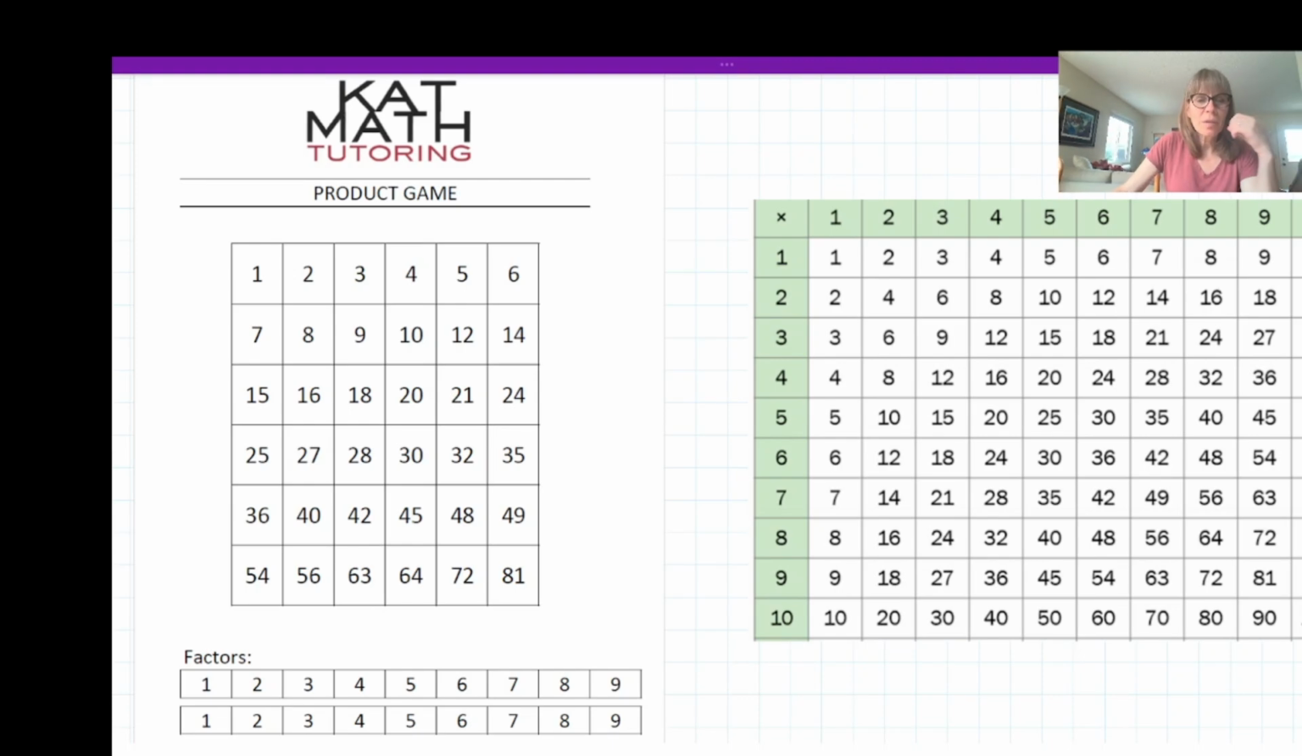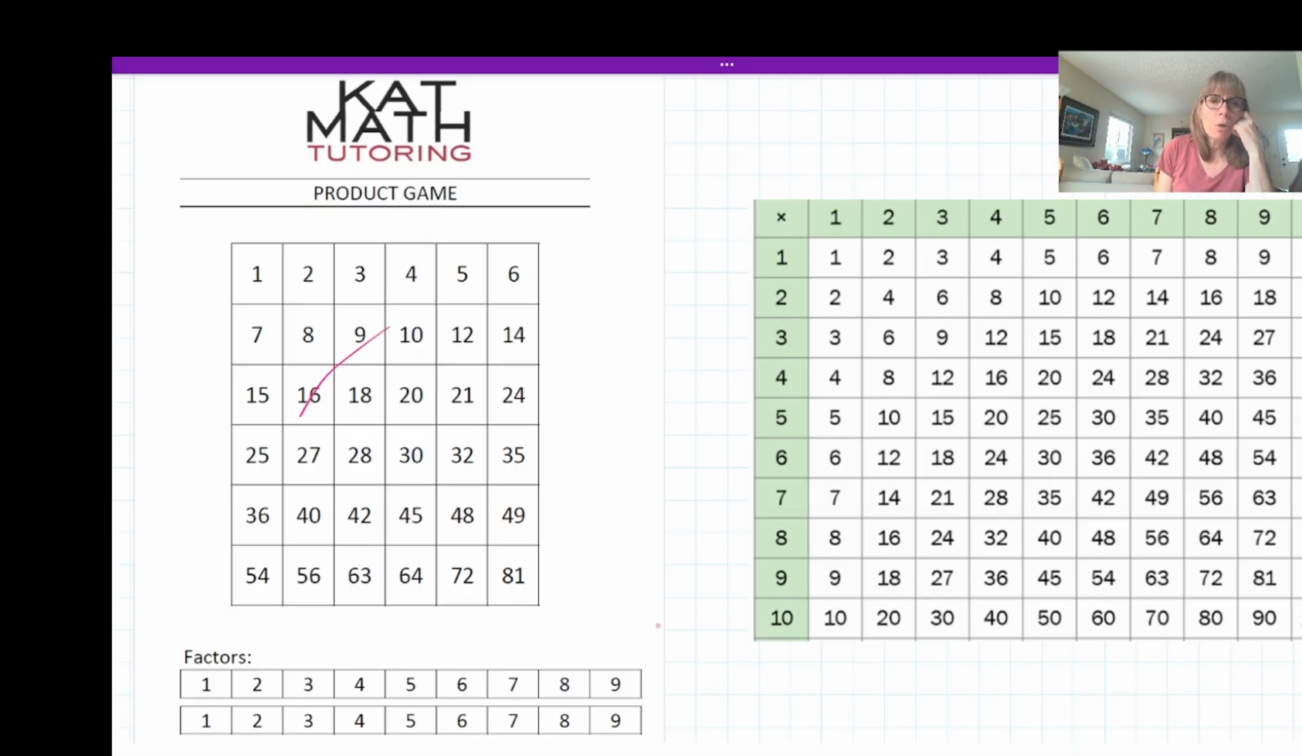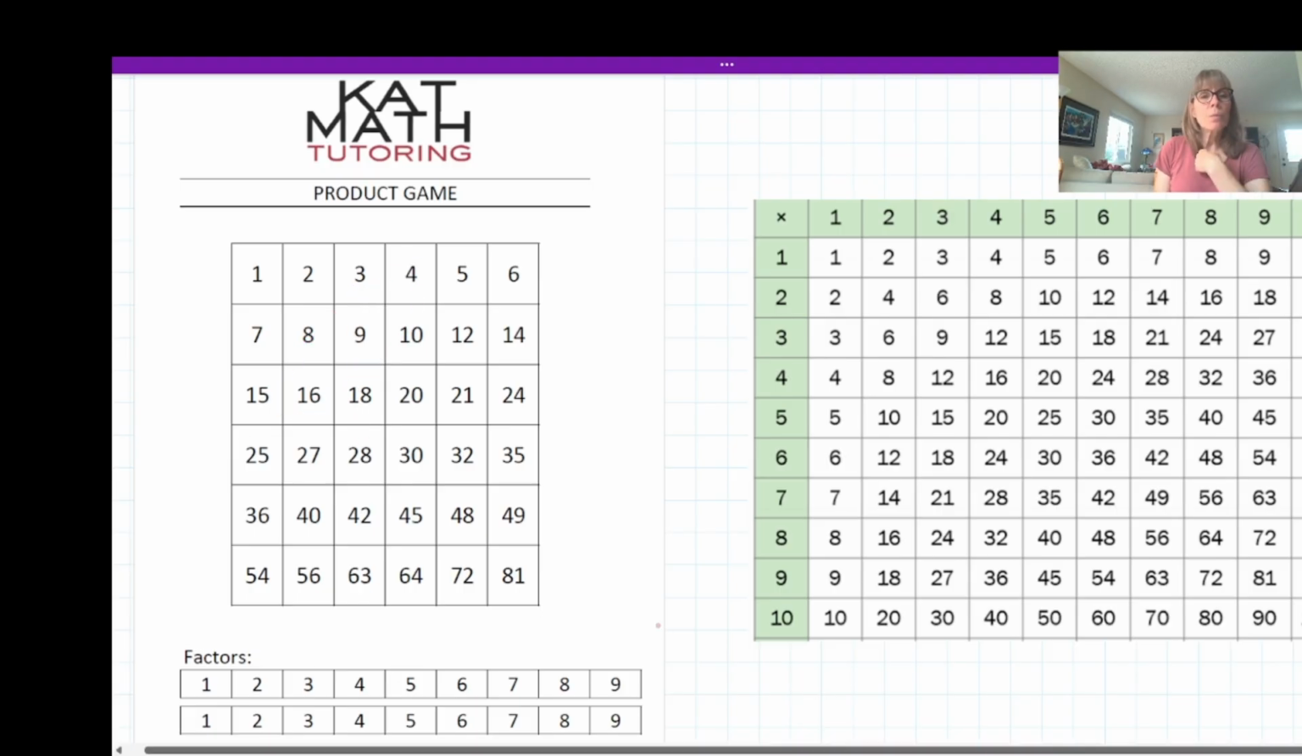Hi, it's Catherine with Cat Math Tutoring, and I wanted to share with you today a game that I often play with my students called Product Game. It's a game where you try to get 3 in a row, kind of like bingo, and you can go any direction: sideways, horizontal, vertical, or diagonally. Sometimes when you get more advanced, you can try to get 4 in a row, or even 5.